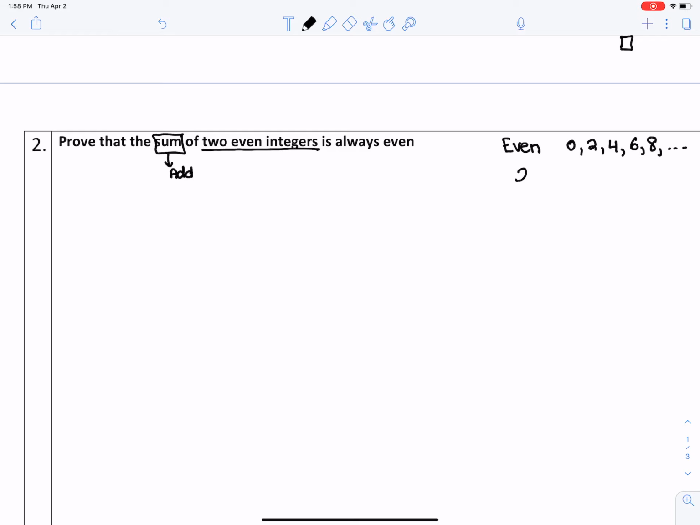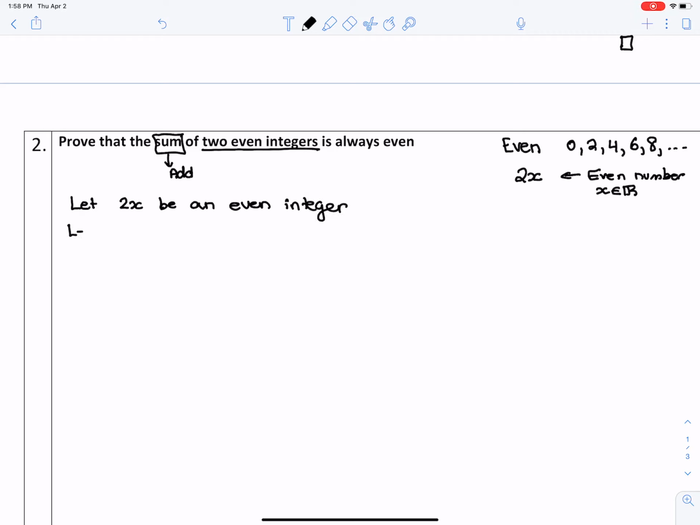So I'm going to call an even number 2x. This is what an even number will always look like. And x can be anything you want it to be. If there's a 2 times the number you have, it is going to be even. Okay, so I'm going to add two even integers. So I'm going to say let 2x be an even integer.